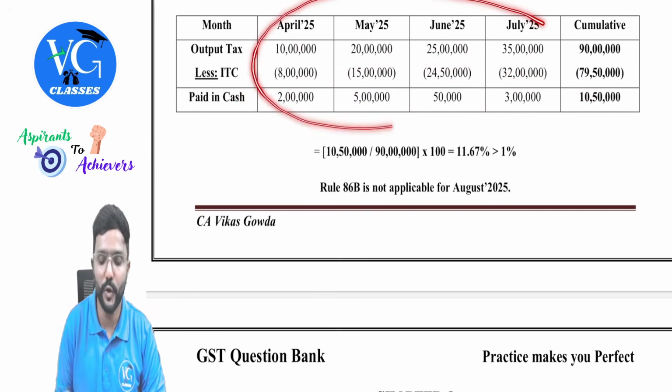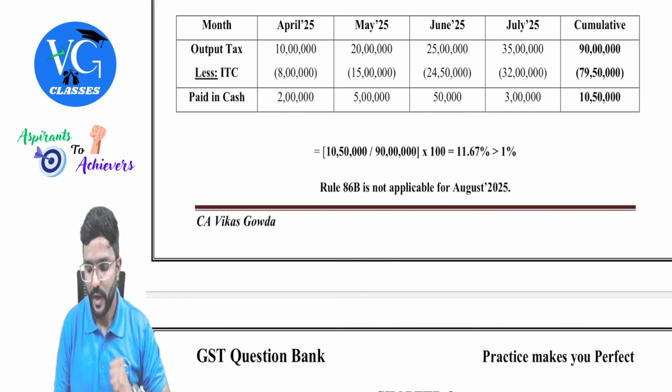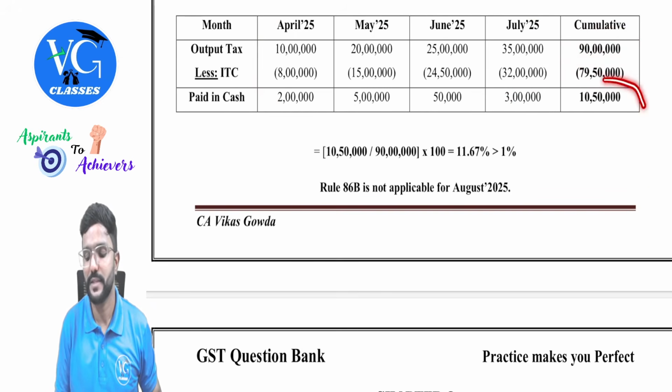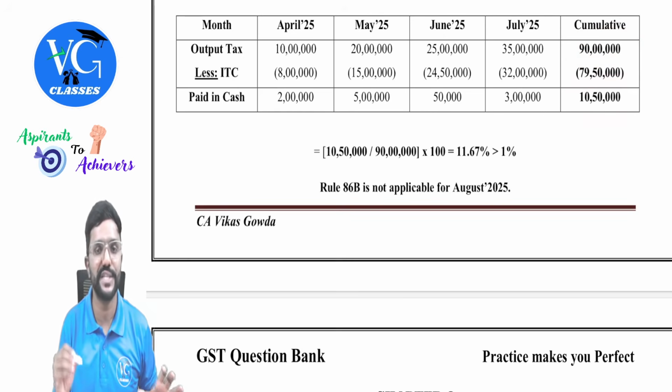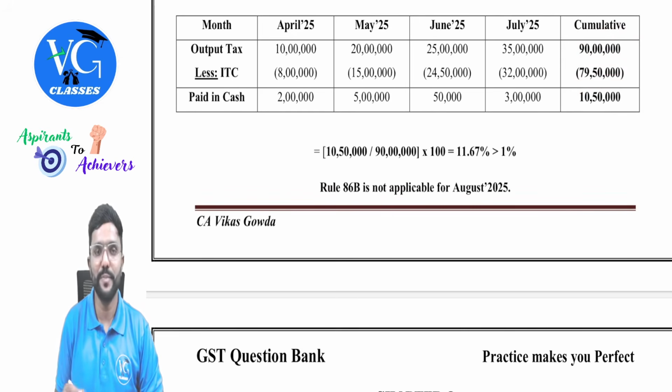So cumulatively, for all 4 months put together, April, May, June, July, the cumulative output tax is 90 lakh and the cumulative ITC claimed is 79 lakh 50,000. That means the cumulative amount paid through cash ledger is 10 lakh 50,000. So just divide this by 90 lakh. Check how much is paid through cash ledger compared to output tax for all 4 months put together. So 10 lakh 50,000 divided by 90 lakh into 100 comes to 11.67 percent.